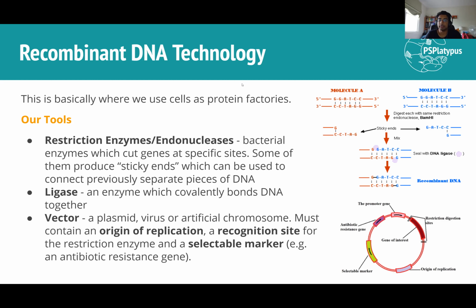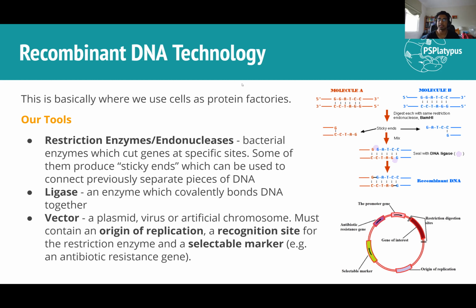And a vector. A vector in disease is something which gets the disease into your body. In this case, it's something which gets our genetic material into the cell that we're going to use. So plasmids are extremely common. If you did Bio 3-4, you probably heard about them. We can also use viruses, and we can also use just artificial genetic information.